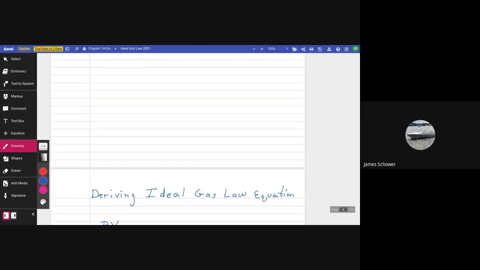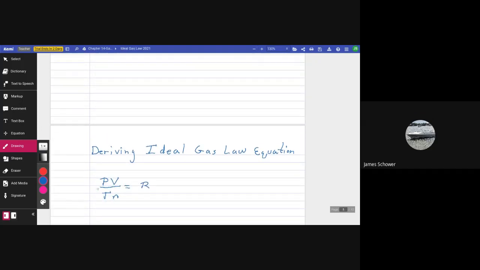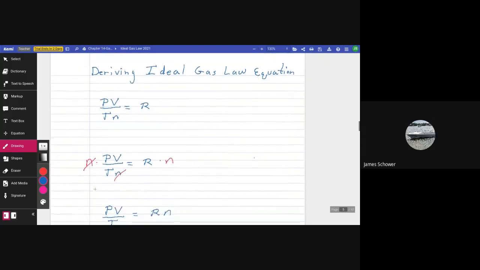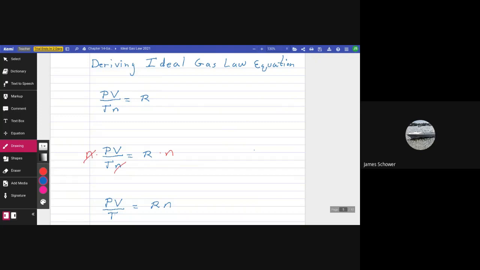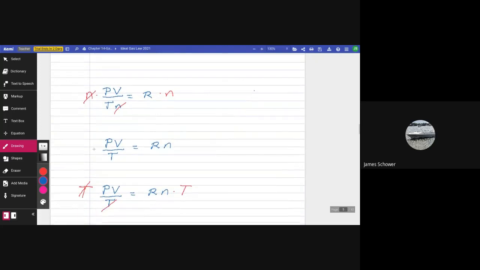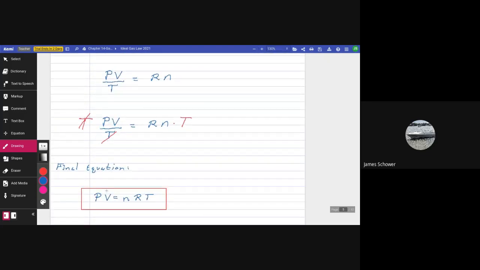Now this is cool, deriving the ideal gas law equation. Basically we have this right here: pressure times volume over temperature times moles set equal to R. So let's rewrite this equation into a nicer, usable form. What we're going to do is multiply both sides by n, and we get P times V over T set equal to R times n. Then we multiply both sides by T, and we get the final equation, PV equals nRT. I just flip these around. It makes it look nicer.